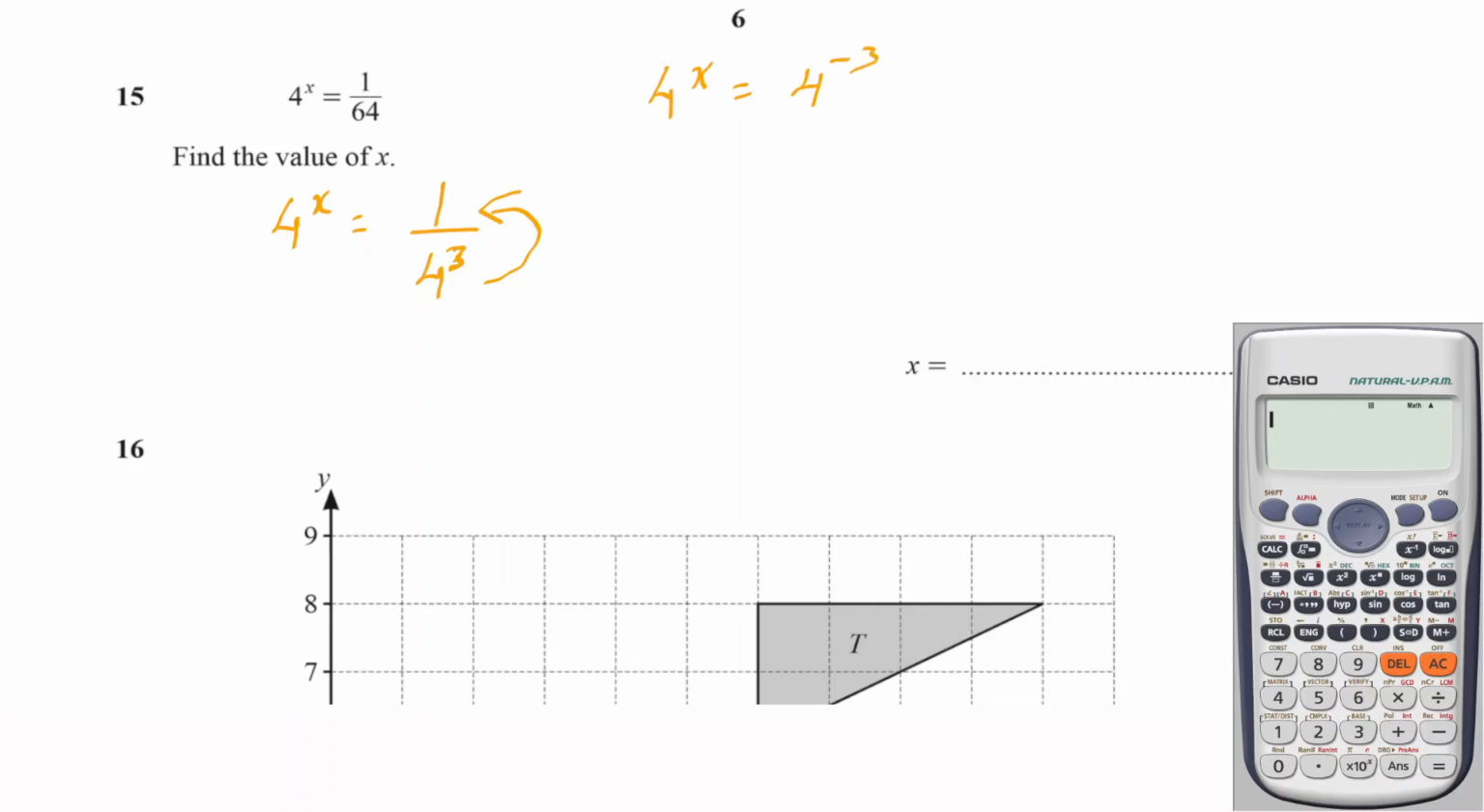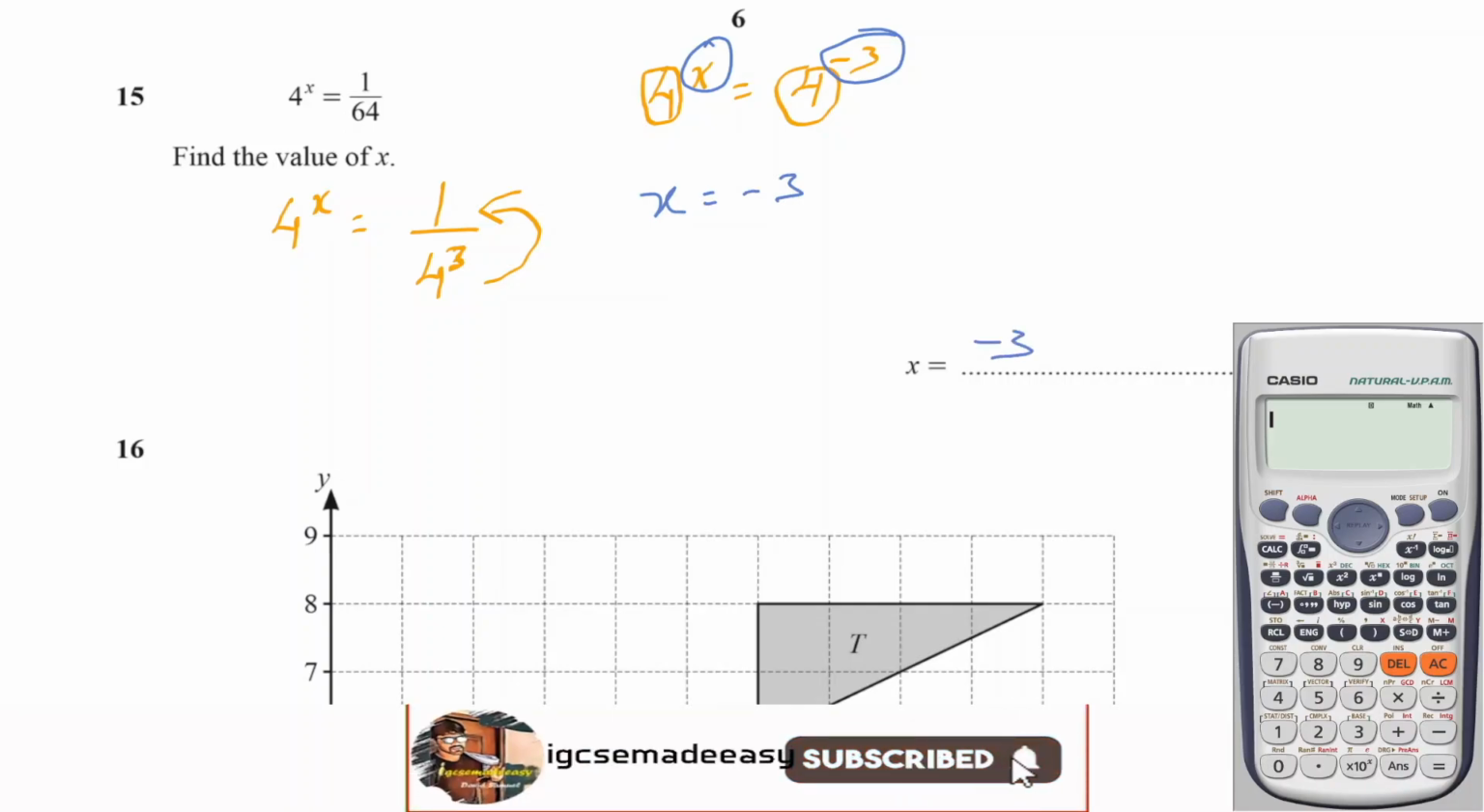Also, there is a rule of indices which says that if the bases are the same on both sides, LHS and RHS, the powers are also equal to each other. Okay, so the value of x equals minus 3. I hope you understand this question.